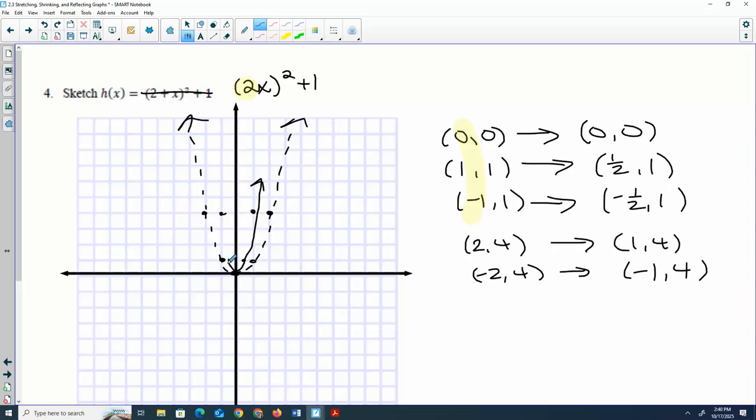Then what do we have to do to finish it? What's the plus 1 do? Up 1. So final graph is that blue one. Are there any questions? So that's where I'm stopping. You need to finish your Math Excel.